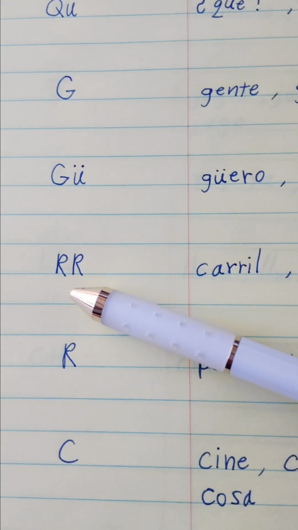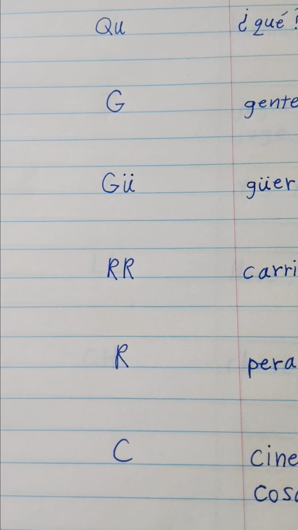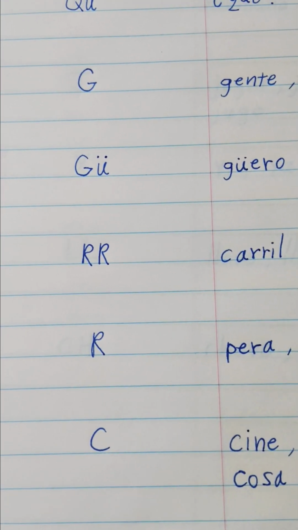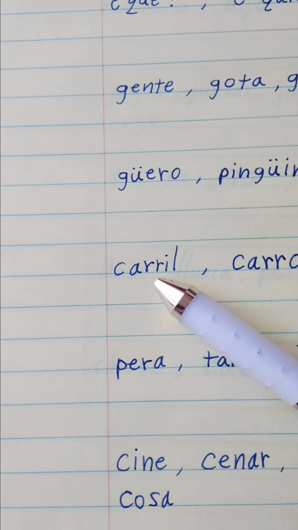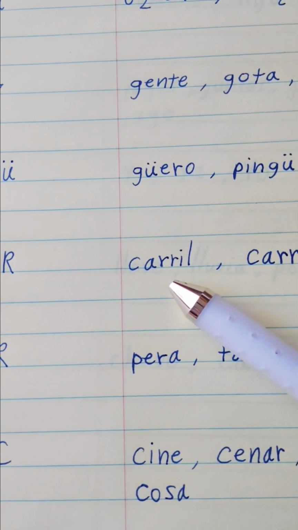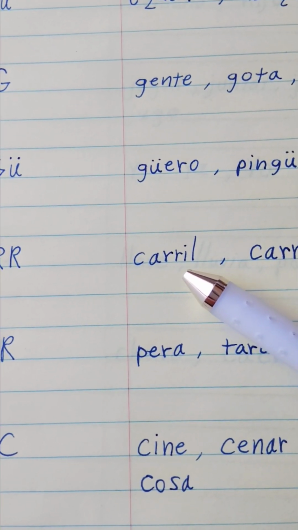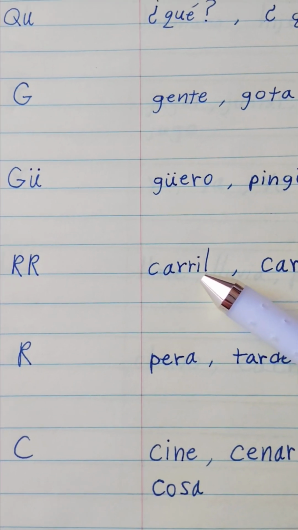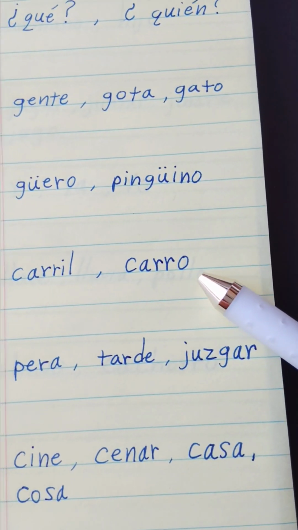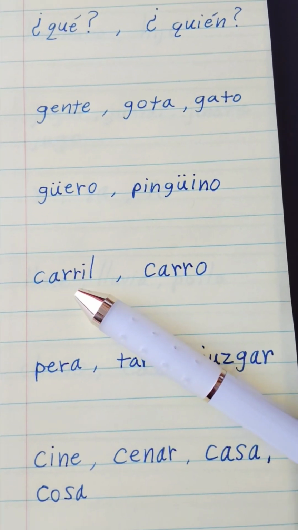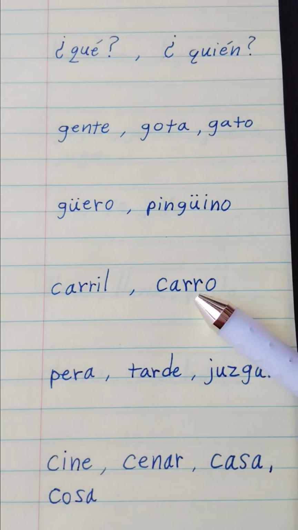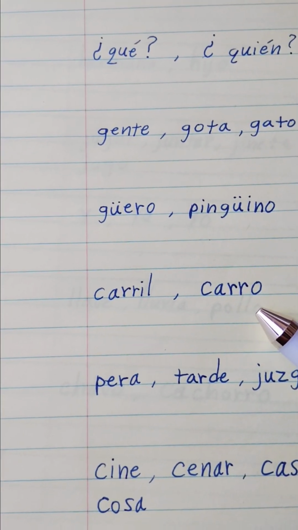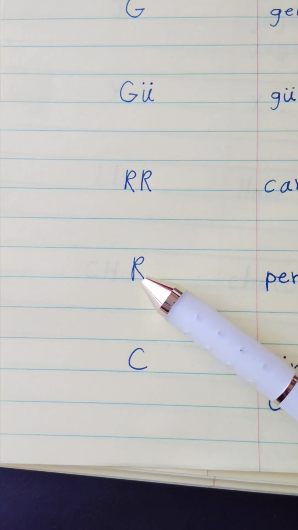Now moving on to the double R. Double R will always be a strong R. The example that I have here is carril. This is a lane, like a lane from the road. Like I'm going to move over to the other lane. Carril. Carro means car. You don't have to exaggerate. No, just carril, carro.